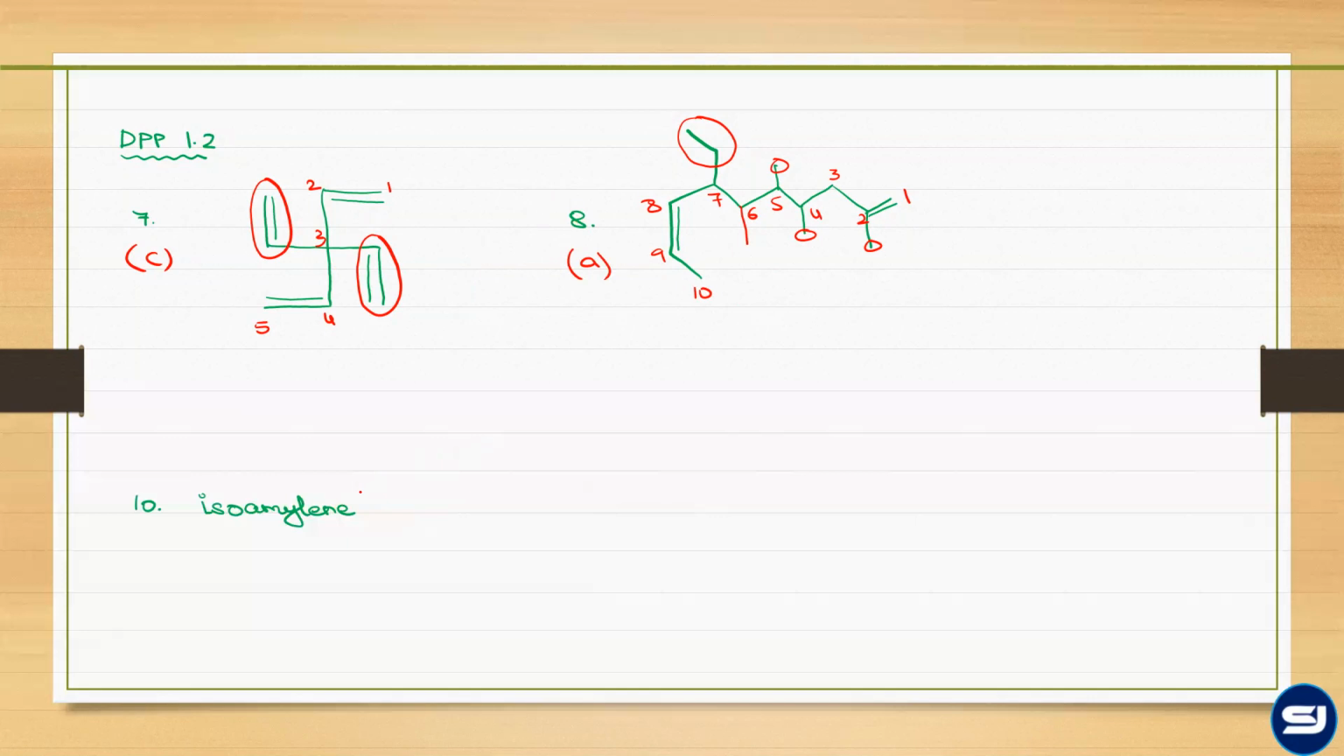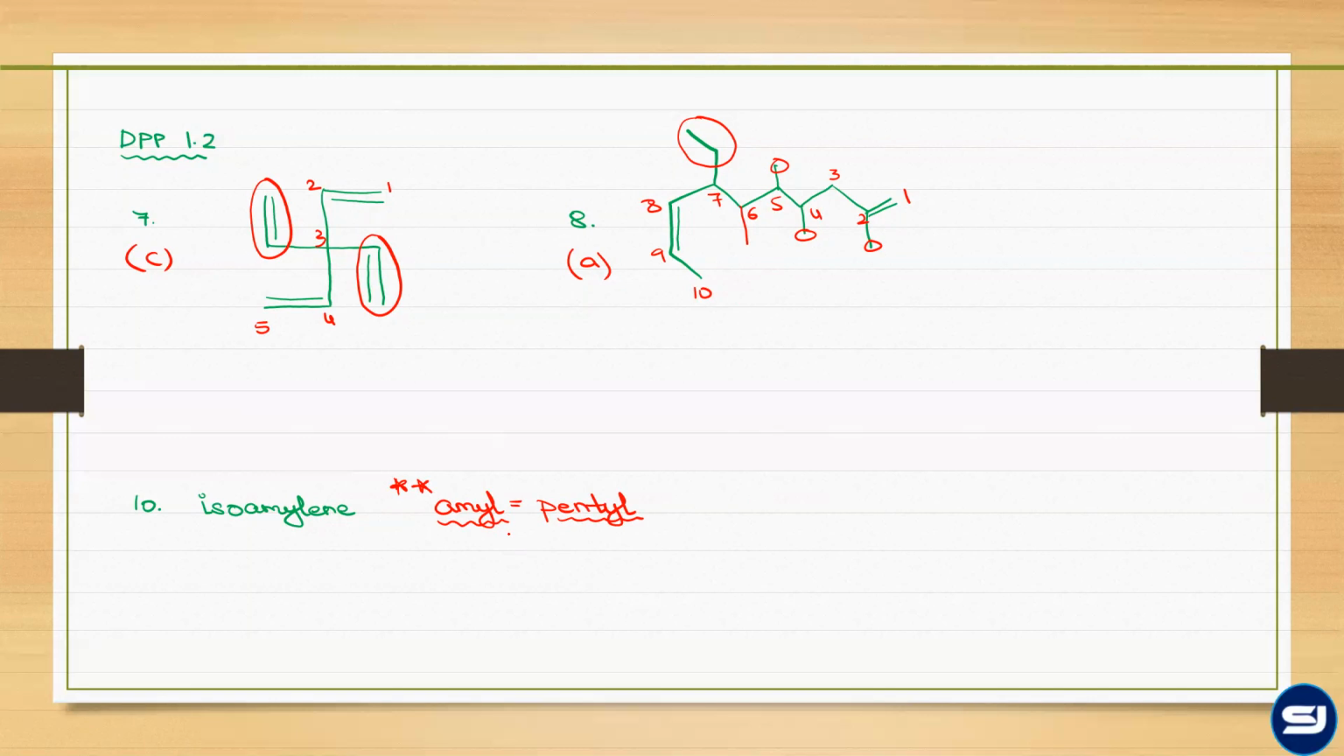Next, 10th one, which among the following is the correct IUPAC name of isoamylene? Now, amyl is another name for pentyl. Amyl is another name of pentyl. Remember it, very important. So isoamylene मतलब isopentylene ही हो गया.